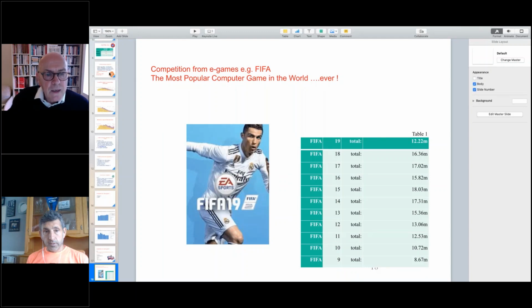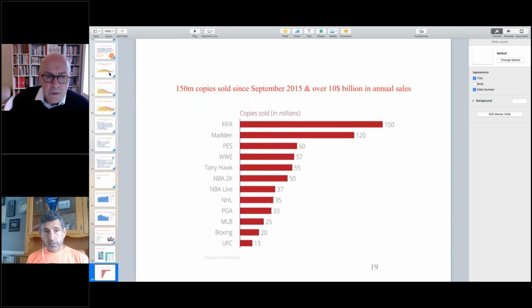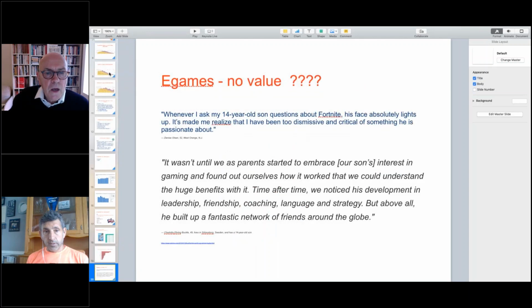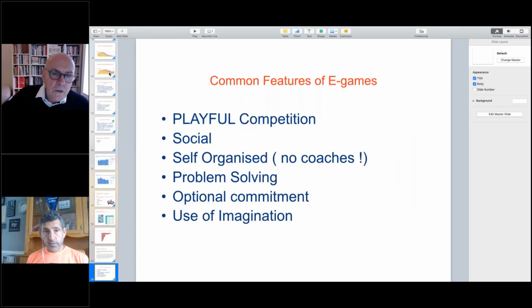It's competition from e-games. EA Sports FIFA is the most popular computer game in the world ever, and there's a record of phenomenal sales, and it's soccer, thank goodness. There's a number of copies that have been sold, and in 2015 it's outselling everything else. People say there's no value in e-games, and I use a quote there from two parents who realize that video games fascinate them. They're inspired by them, and they notice that the kids' development in leadership, friendship, strategy and social aspects is really quite phenomenal.